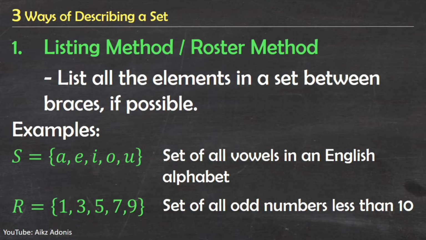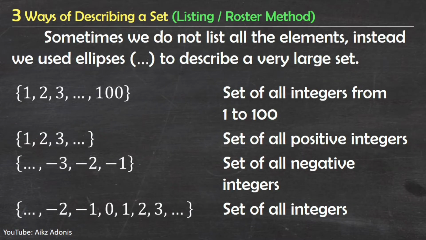Sometimes, we do not list all the elements of a set. Instead, we list only some of the elements and then use ellipses to describe a very large set, just what we discussed in the previous slide. Now, let's go back again to the previous examples.